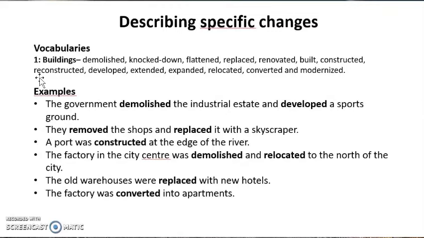Here are some examples. The government demolished the industrial estate and developed a sports ground. They removed the shops and replaced them with a skyscraper. A port was constructed at the edge of the river. The factory in the city center was demolished and relocated to the north of the city. The old warehouses were replaced with new hotels. The factory was converted into apartments. So you can talk about the changes using this vocabulary and grammatical structure.